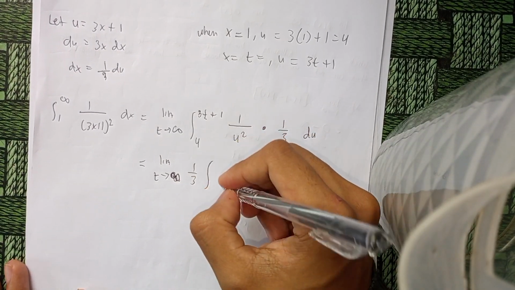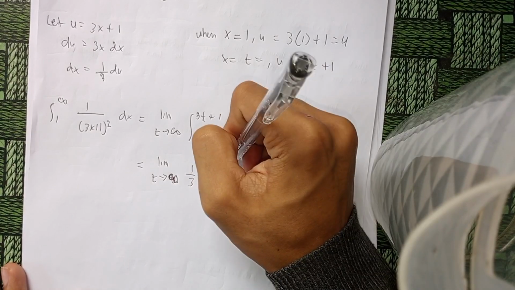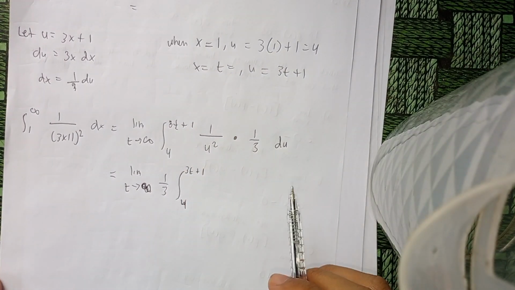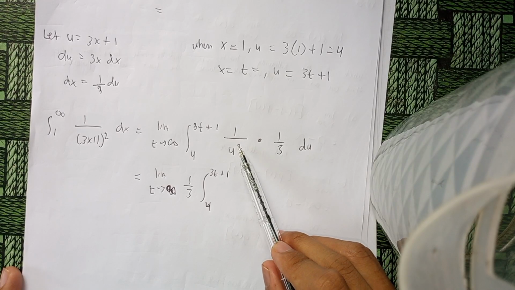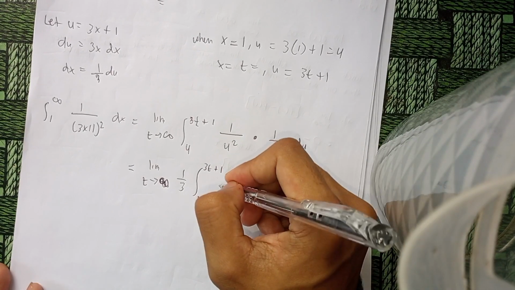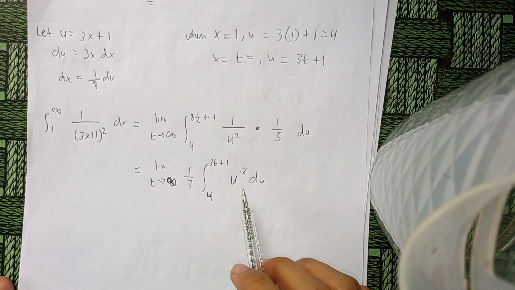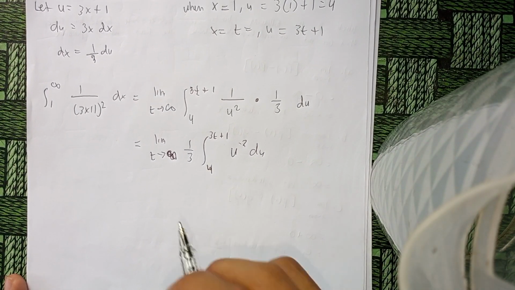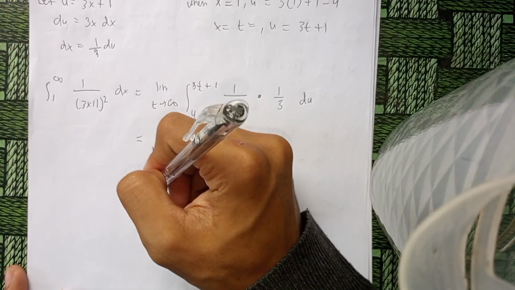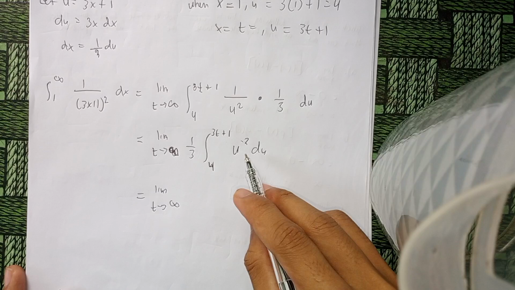Then u to the negative 5 over (3t plus 1). Then the thing to do here is to reciprocate this problem. So we have u to the negative 2 du. Then after reciprocating, we will apply the integral. So limit as b approaches infinity.